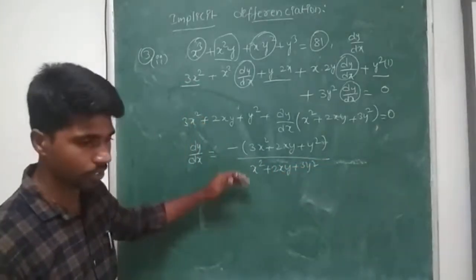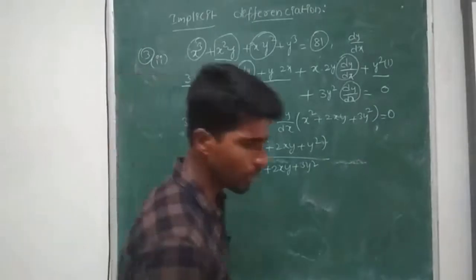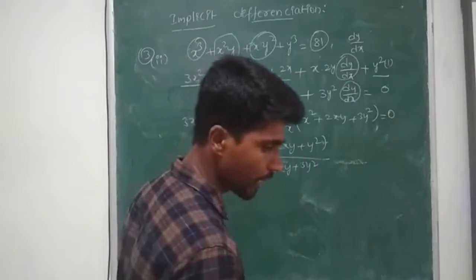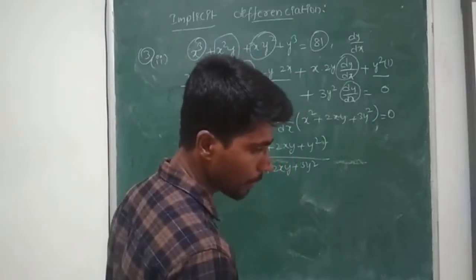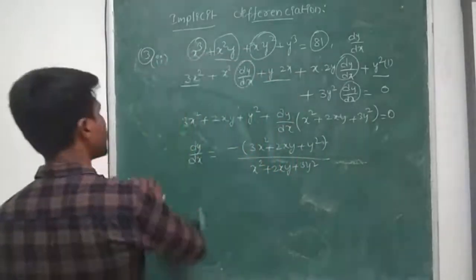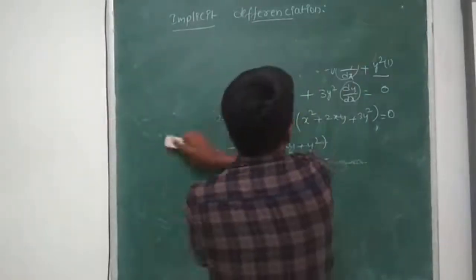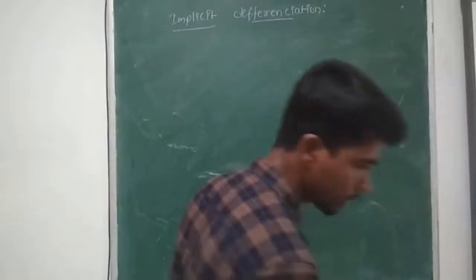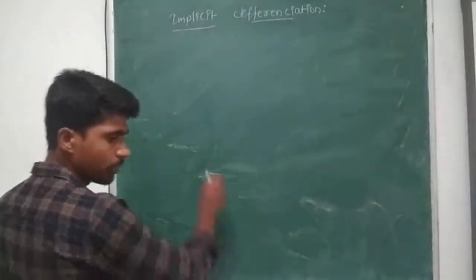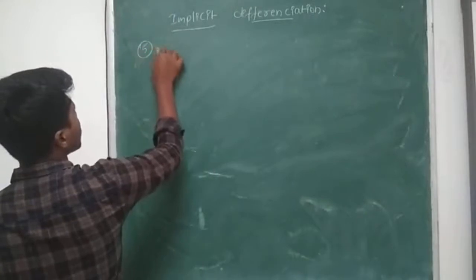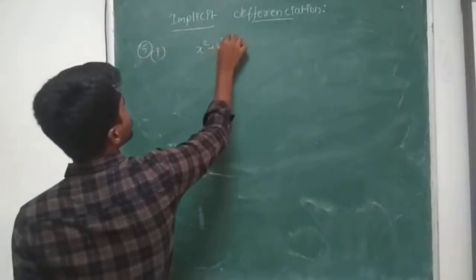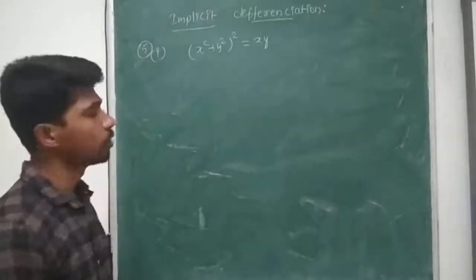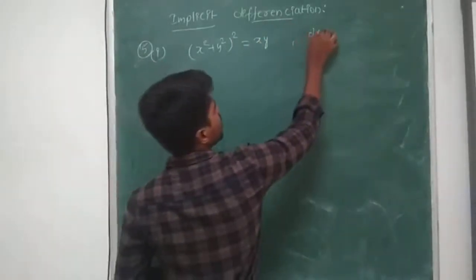So this is the differentiation we got. And the next question: find dy by dx if x square plus y square, whole square, equals xy. You can solve this in a similar way. The fifth one, first part: x square plus y square, whole square, is equal to xy. They asked us to find dy by dx.